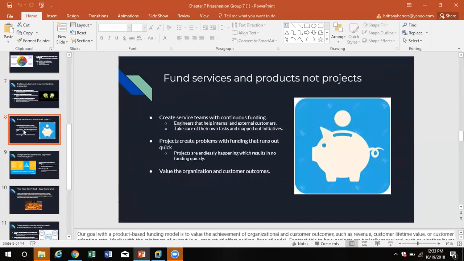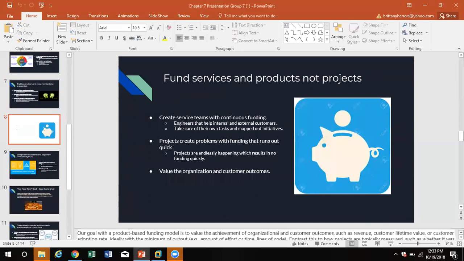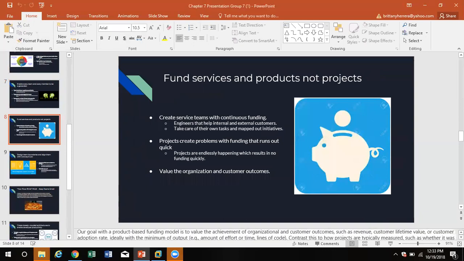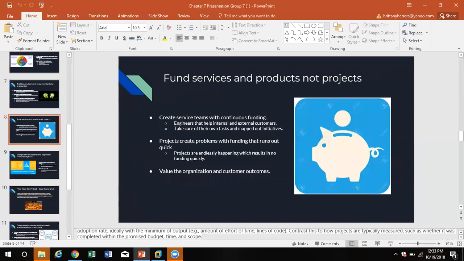Funding services and products and not projects. So our goal with product-based funding, in the book, it talks about the value being the achievement of organizational and customer outcomes like revenue, customer lifetime value, or customer adoption rate, ideally with the minimum of outputs. Contrast this to how projects are typically measured, such as whether it was completed within the promised budget, time, and scope.